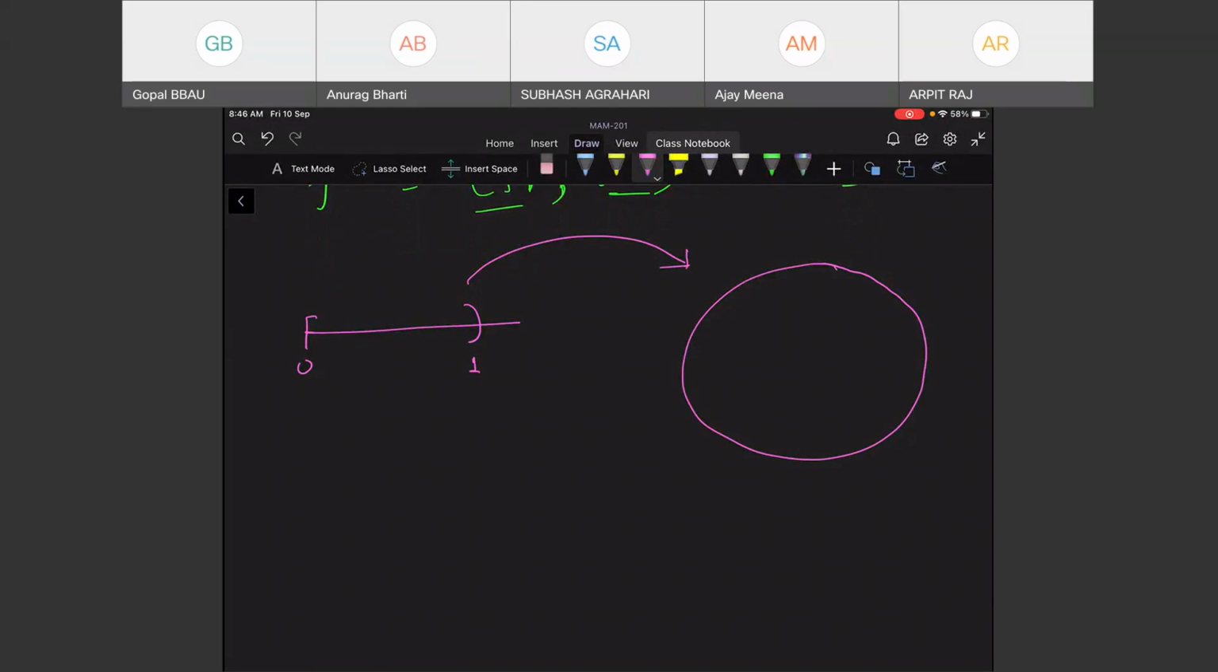अब आप क्या करें? So we have to show that F inverse is continuous. This means, sorry, F inverse is not continuous. This means we will show F is not open. We will show F is not open.